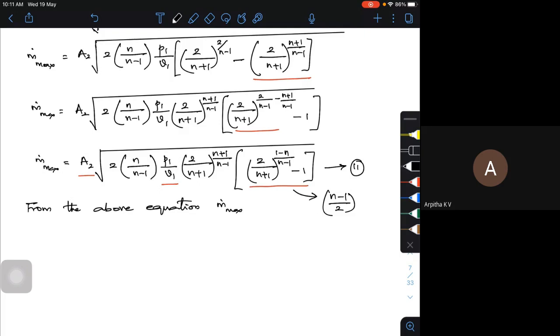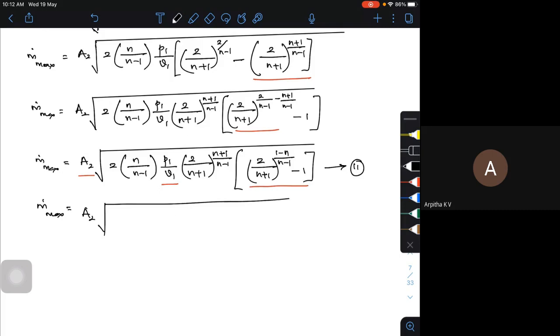If you want, I can write it. Otherwise, this equation is more than sufficient. Most of the textbooks go with this equation itself. So if you simplify this expression, I'll write that, then I'll write the comments. This equation is equal to a2 into square root of 2 into n by n minus 1 into p1 v1 multiplied by 2 by n plus 1 to the power of n plus 1 by n minus 1.